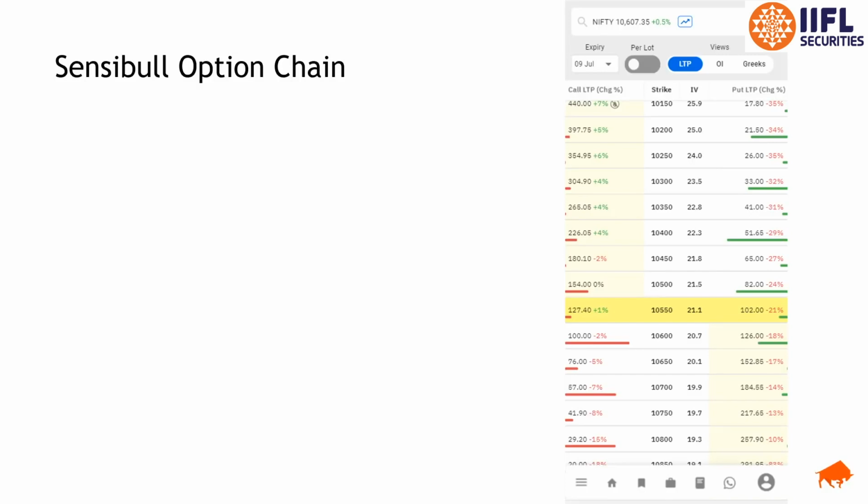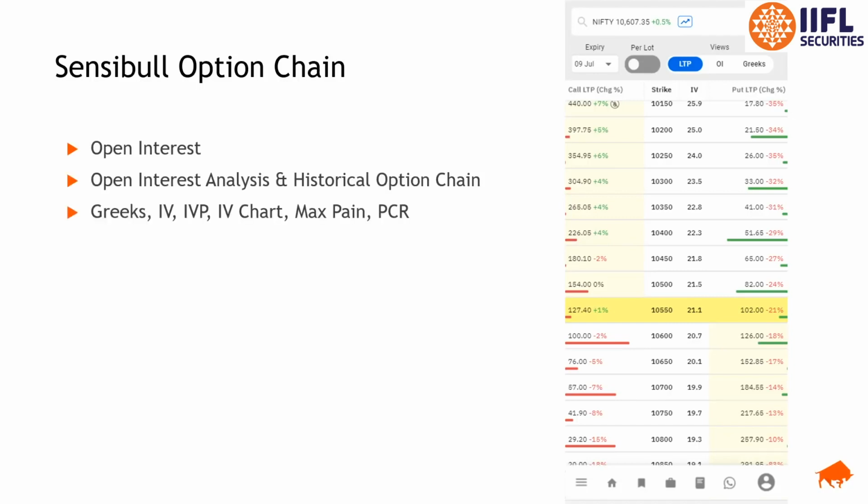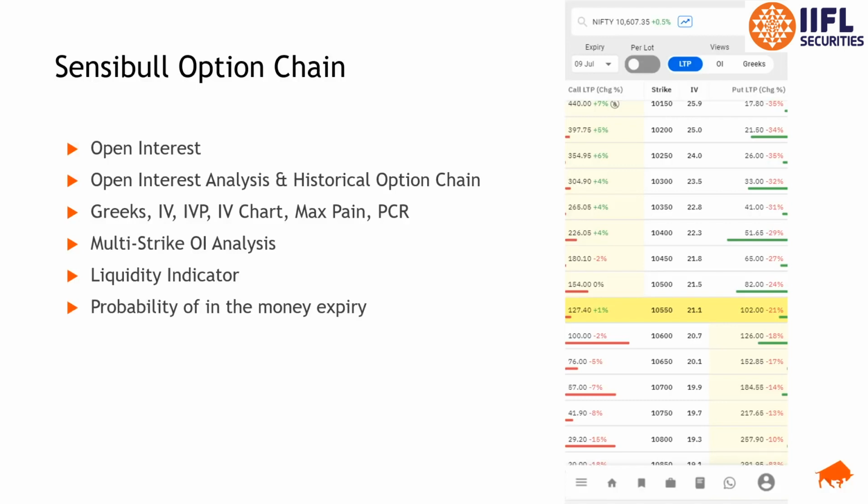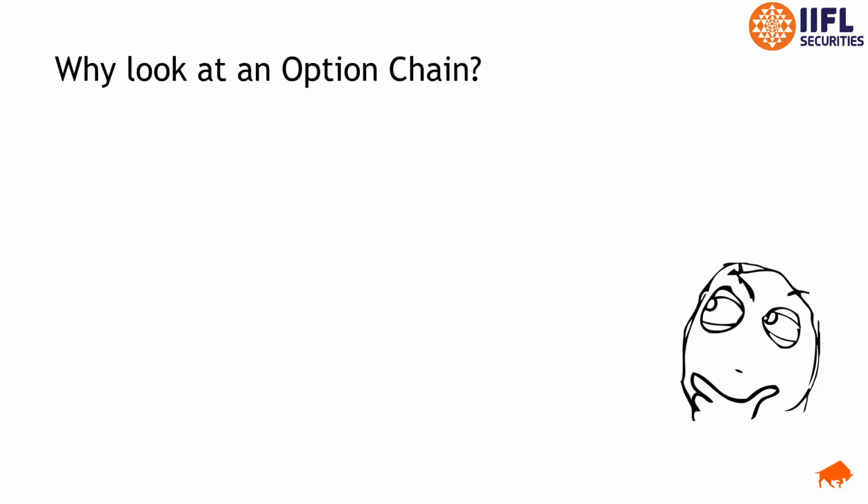I'll quickly, in like 10 seconds, run you through all the features we have on Sensible option chain. So we have open interest, we have open interest analysis and historical option chain. We have Greeks, IV, IVP, IV chart, max pain, PCR. We have multi-strike OI analysis. We have a liquidity indicator, a probability of expiry in the money. We have alerts on WhatsApp, interestingly. We have virtual trading without real money. We have basket order and we have payoff analysis. Okay, so these are our features. Hopefully it didn't take more than 10 seconds.